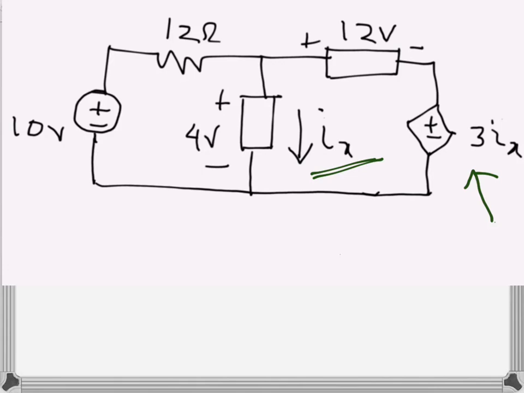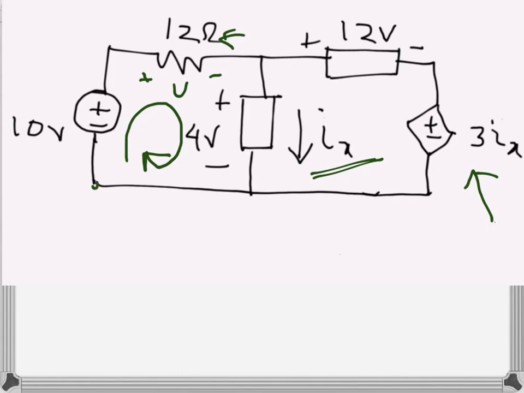So what we will do first is, if we look at this loop and apply KVL here, we will go maybe in the clockwise direction. We will write the drops as positive and rises as negative. We don't know what's the drop across the 12 ohms resistance, so we will just say that's V.